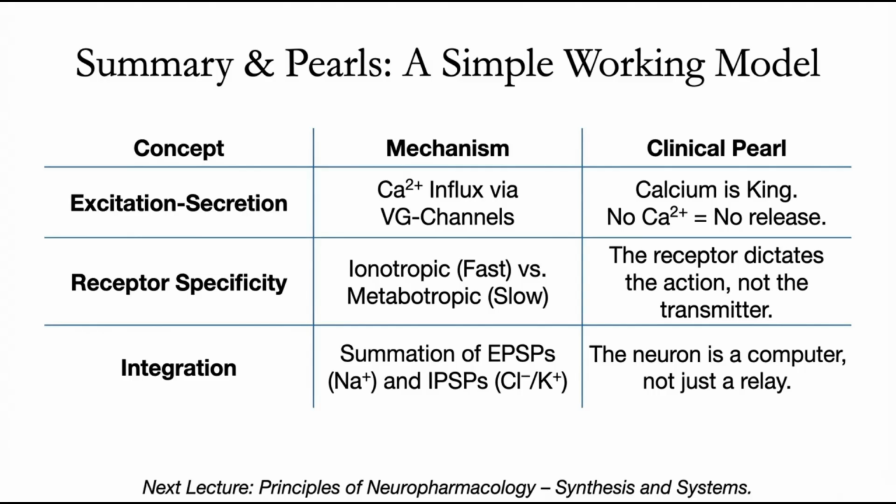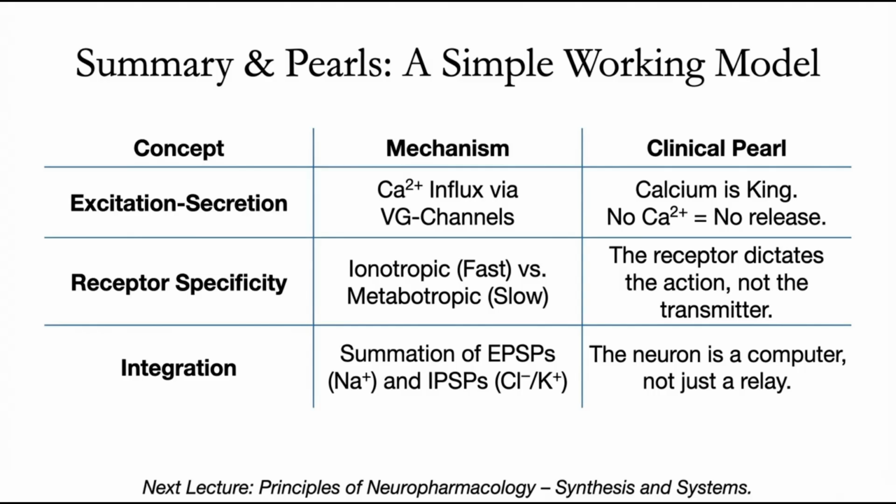Key pearl 2, receptor dictates action. This is so fundamentally important. The neurotransmitter, acetylcholine, glutamate, whatever it is, it's just a key. The key itself isn't inherently excitatory or inhibitory. The lock it fits into, the receptor, determines what happens when the door opens. That's the classic example. Acetylcholine. It's excitatory at your skeletal muscles because it opens a nicotinic receptor, a sodium channel. But it is inhibitory at your heart because it opens a muscarinic receptor that's coupled to a potassium channel, which hyperpolarizes the cell. Same key, same molecule, completely different result because of the receptor it binds to.